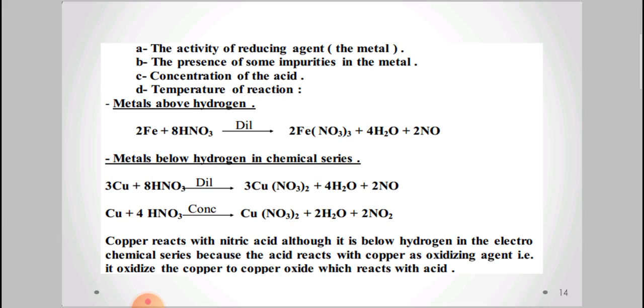Metals below hydrogen in the electrochemical series, such as copper, react with dilute and concentrated nitric acid. With dilute acid, they give nitrogen oxide, and if concentrated, they give nitrogen dioxide. Copper reacts with nitric acid although it is below hydrogen in the electrochemical series because the acid reacts with copper as an oxidizing agent. It oxidizes the copper to copper oxide, which reacts with the acid.